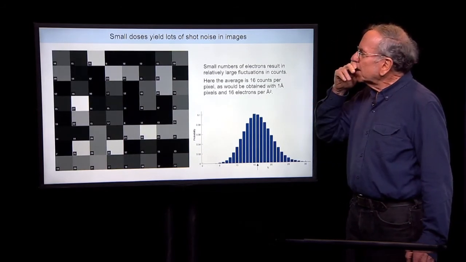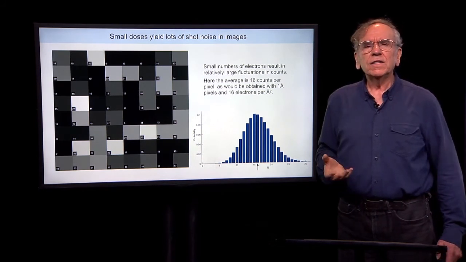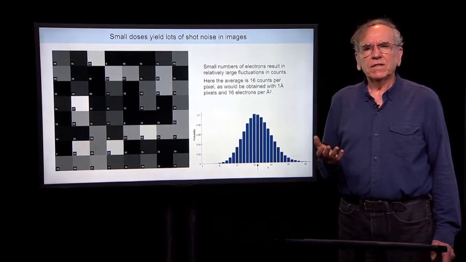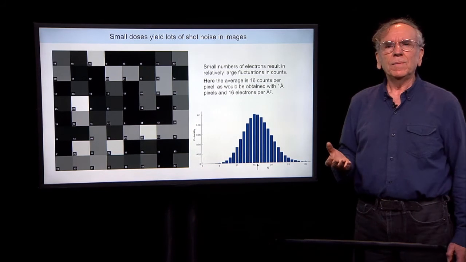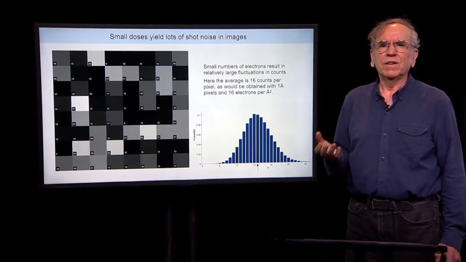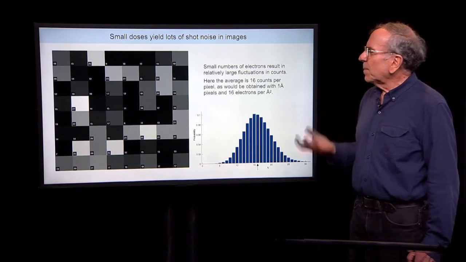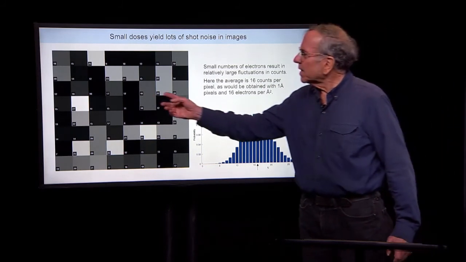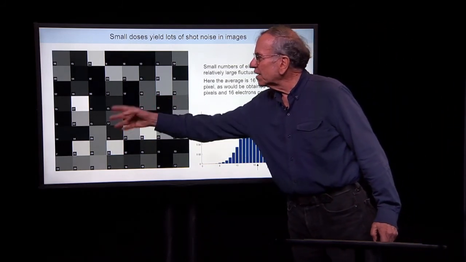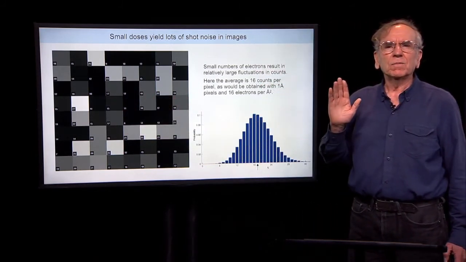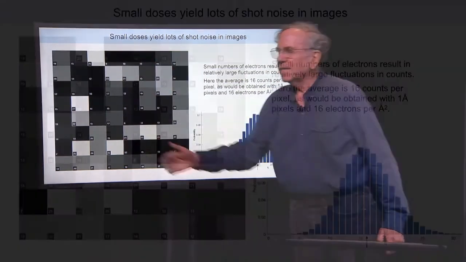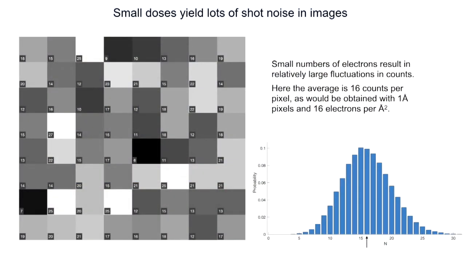And of course, if we're using a small number of electrons, that means our detector is going to accumulate a small number of electron counts. And by counting statistics, that means that there will be a considerable variation, even in a field that otherwise would be of constant illumination, just due to counting statistics.